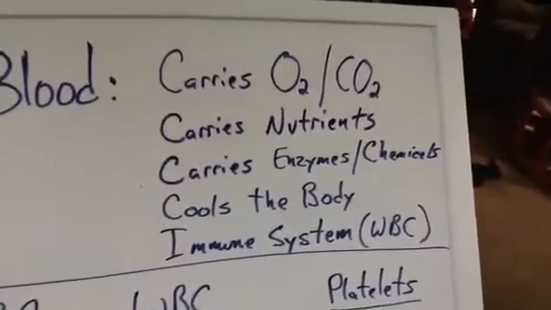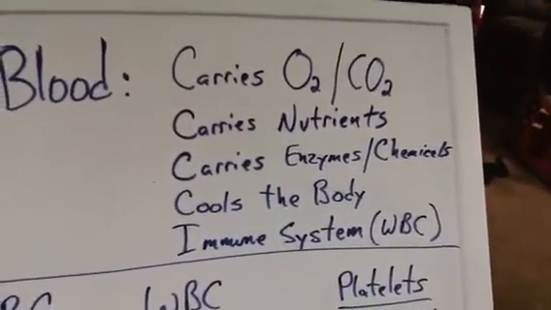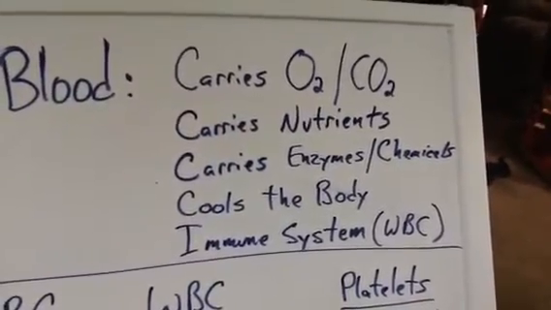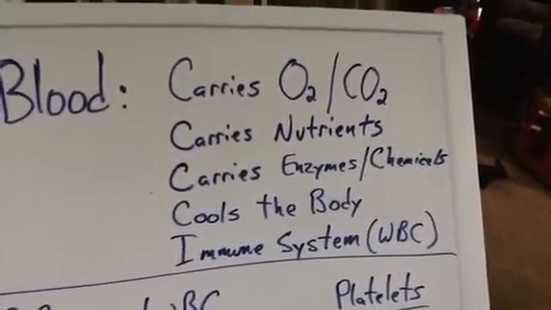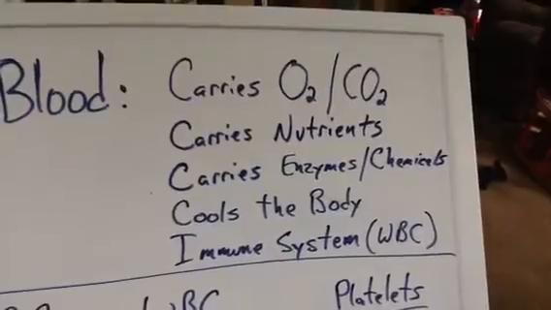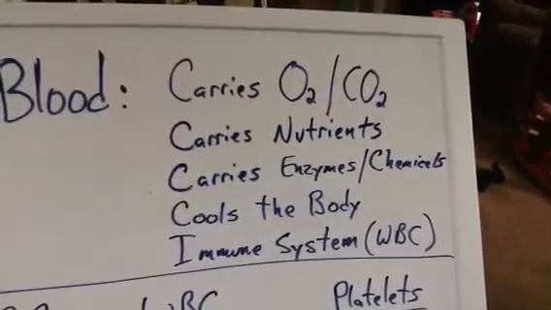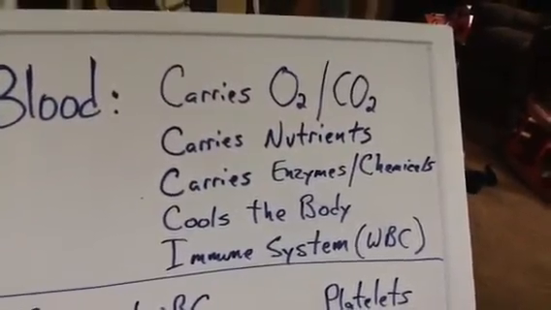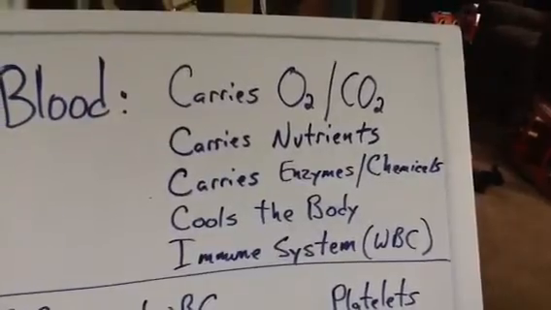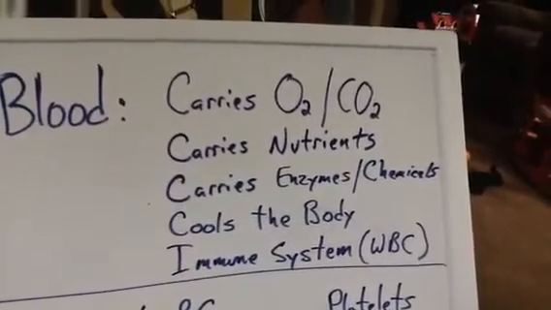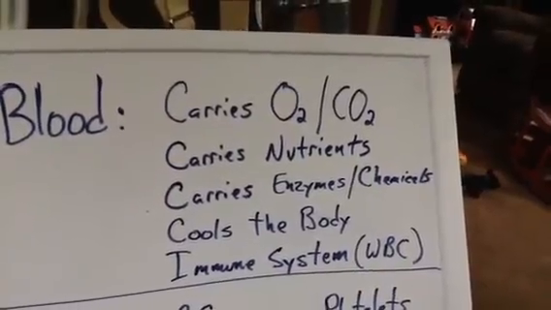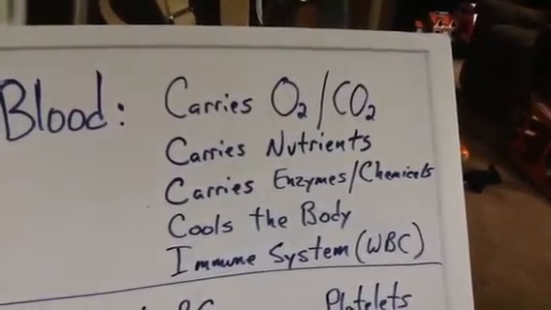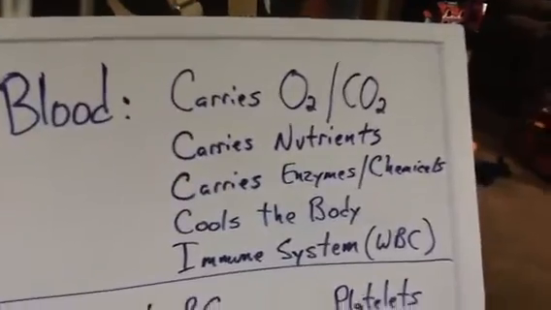The blood cools the body. You get hot, your skin flushes, the capillaries in the skin open up, which allows the blood to flow close to the skin and release a lot of heat. Your ears, your face gets red, and it's just your body getting rid of excess body heat so you don't shut down. Your immune system is also produced by the blood, and those are the white blood cells. White blood cells, we'll see here in a second, serve a purpose in the immune response.